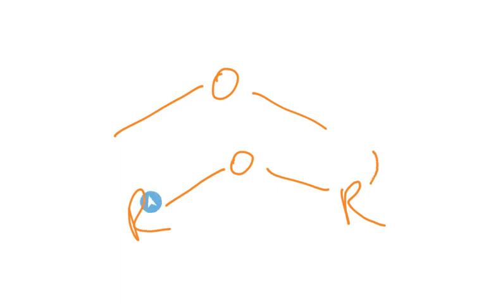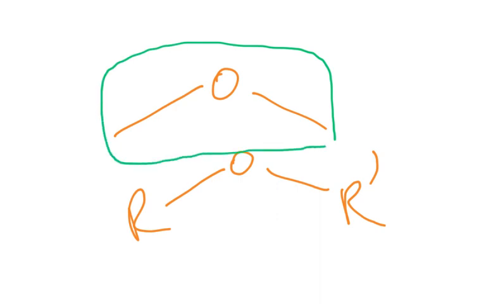If you're writing it in this R configuration, you can write it as R prime and R right here, so the person reading this can know that there are 2 different carbon chain lengths on each side of the oxygen. But if we're talking about it in general, this functional group right here is called an ether functional group.